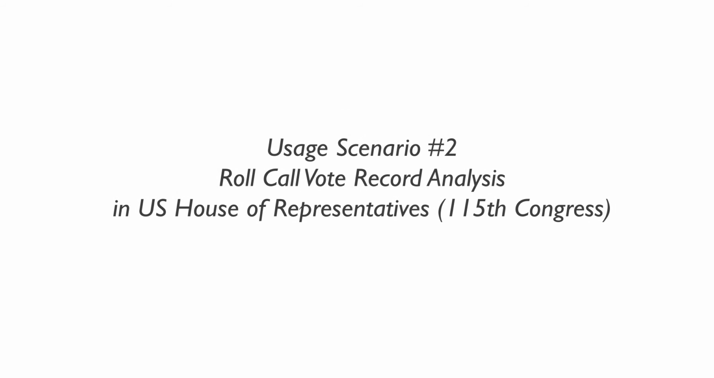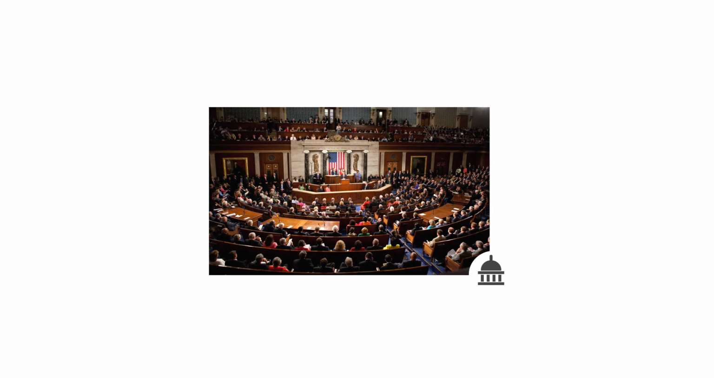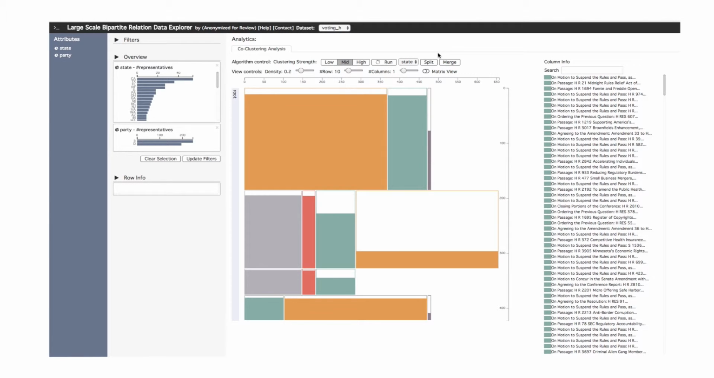The second usage scenario analyzes the roll call vote record in the House of Representatives in the United States in the 115th Congress. The dataset records individual legislators' votes on each subject. Analyzing the voting records helps understand the political dynamics in Congress. The analyst loads the data and runs the co-clustering algorithm.